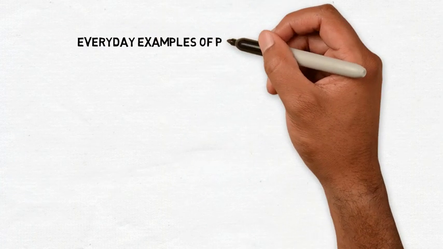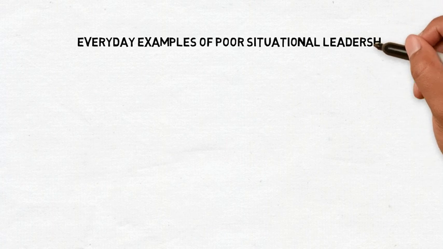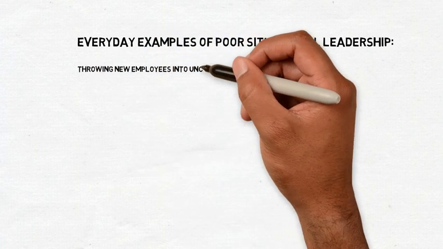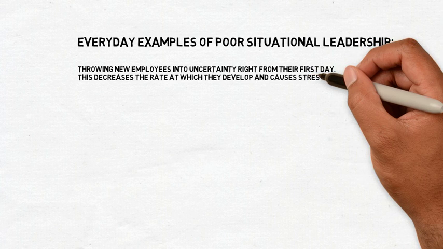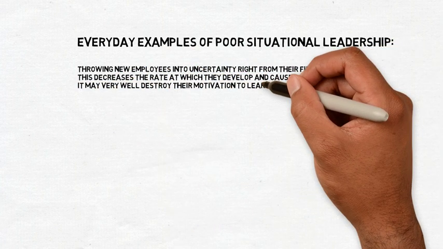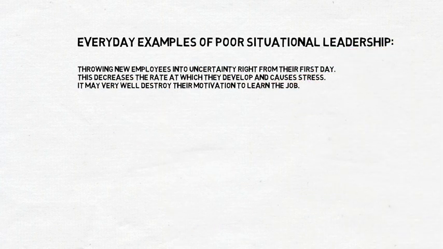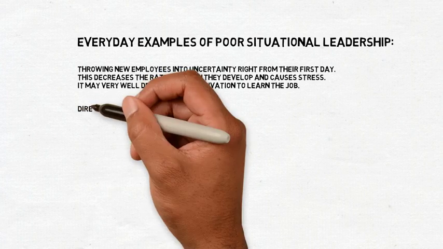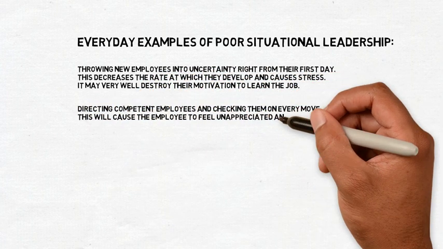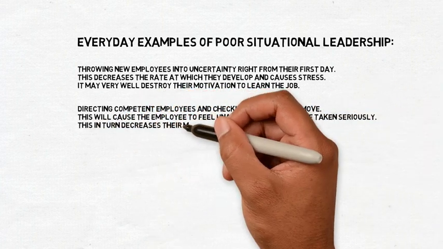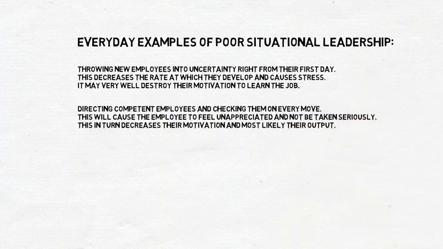Lastly, I want to discuss 2 examples of poor situational leadership that I come across a lot in my environment. The first one is throwing new employees into uncertainty right from their first day. This decreases the rate at which they develop and causes stress. It may very well destroy their motivation to learn the job. The second one is directing competent employees and checking them on every move. This will cause the employee to feel unappreciated and not be taken seriously. This in turn decreases their motivation and most likely their output.